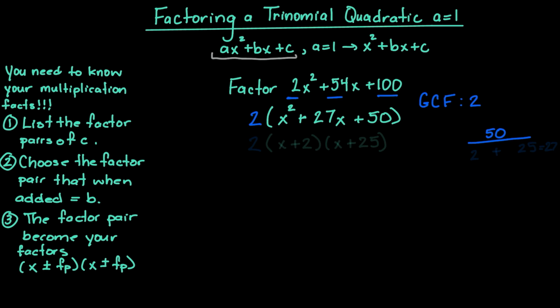50 is positive, and B is also positive, so I know all my factor pairs are going to be positive. Again, you should get to a point where you should look at it and just see and not have to list them out. So I'm going to go straight to 2 plus 25 equals 27. So now I know that this trinomial quadratic is going to factor into x plus 2 times x plus 25.